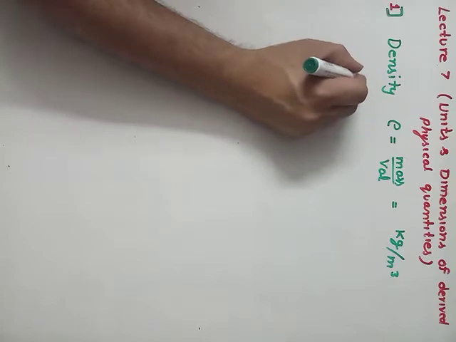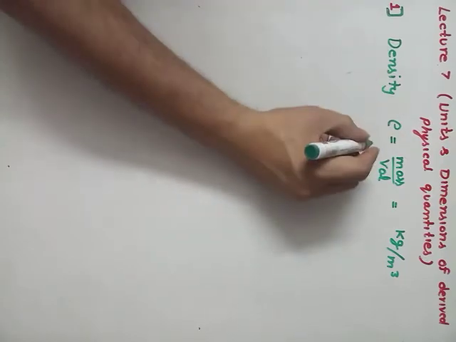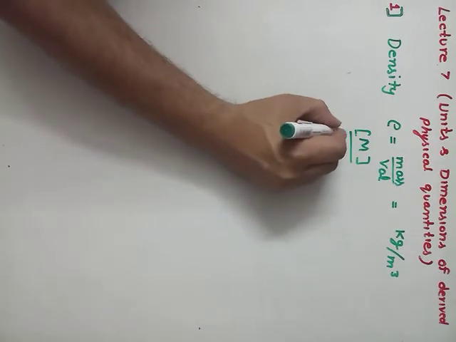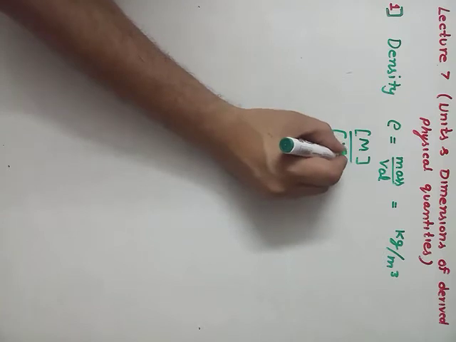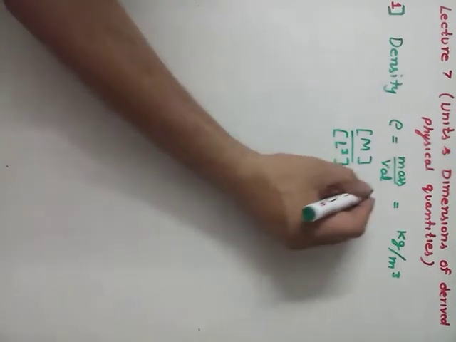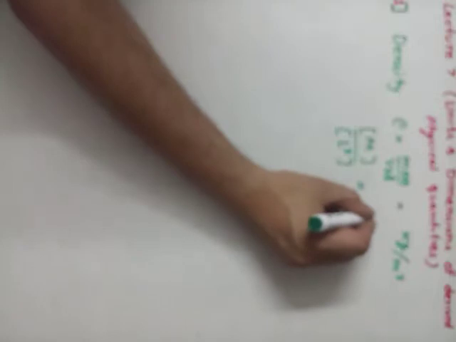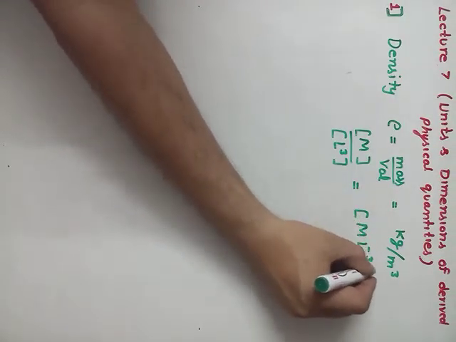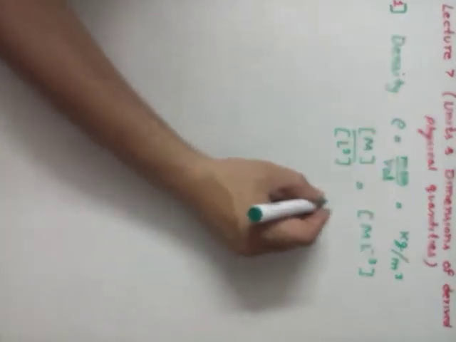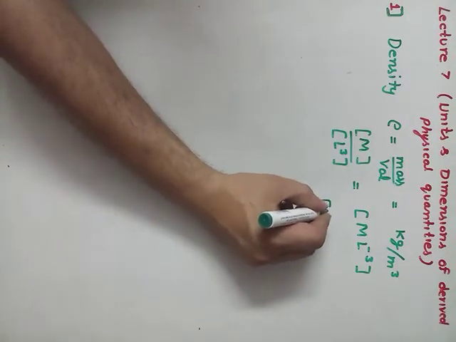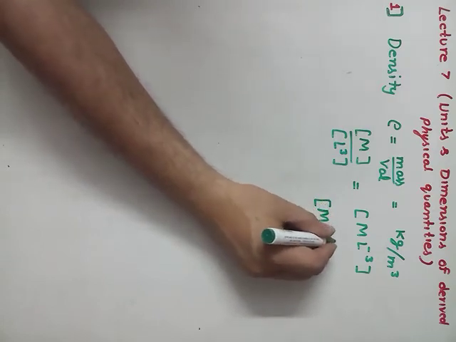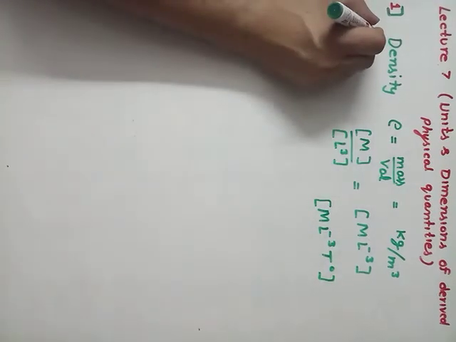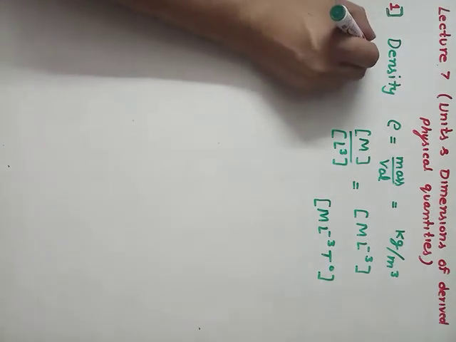Dimension of mass is M and that of volume is L3, meter cube, length into breadth into height. Therefore, we get the dimension as ML^-3. In some books, it is also written as ML^-3 T^0, and it is a scalar quantity.